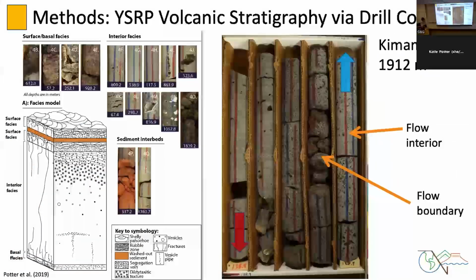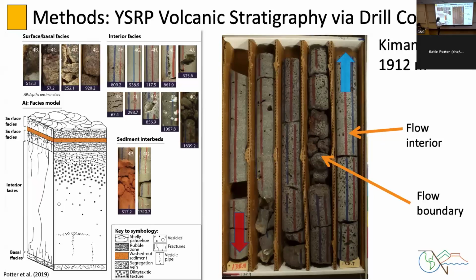And here's some drill core. This is from the Kaimana core. This is about 2 kilometers of basalt that was obtained in the central Snake River Plain. And you look at this, and it was erupted probably at least a few 100,000 years ago, but it's very fresh looking. It looks like it just erupted.